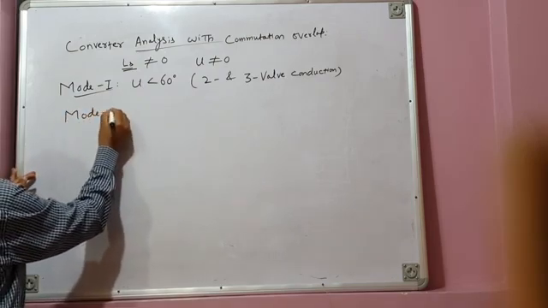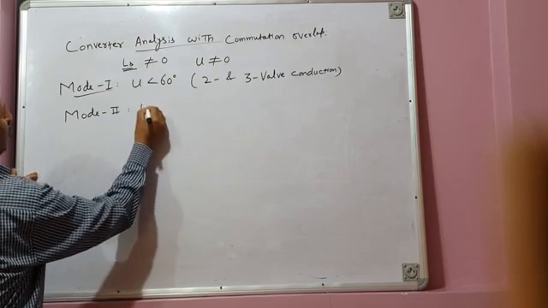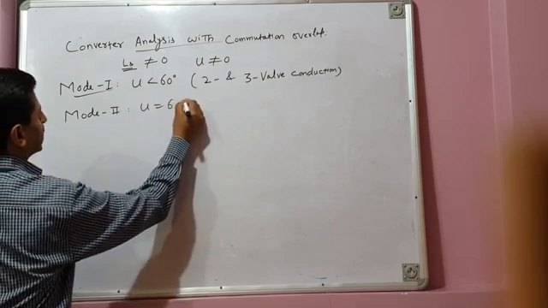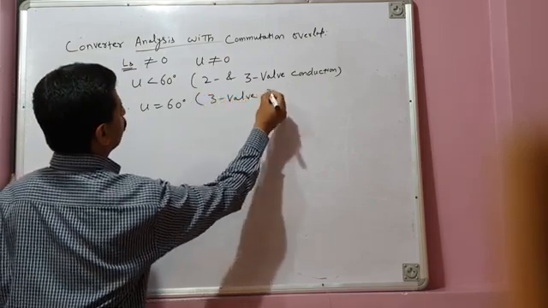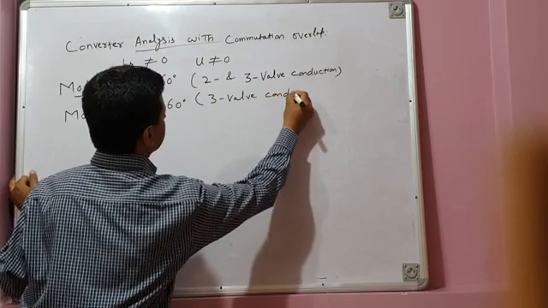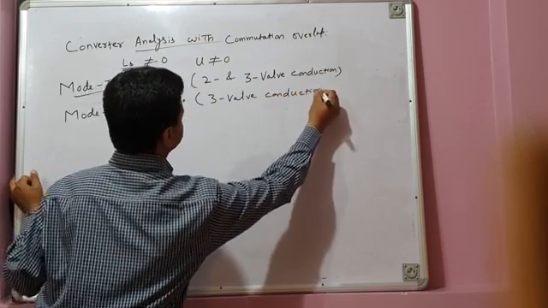Second mode is mode 2. And in mode 2, U is exactly equal to 60 degrees. And this gives 3 valve conduction only. There is no 2 valve conduction. There is only 3 valve conduction.